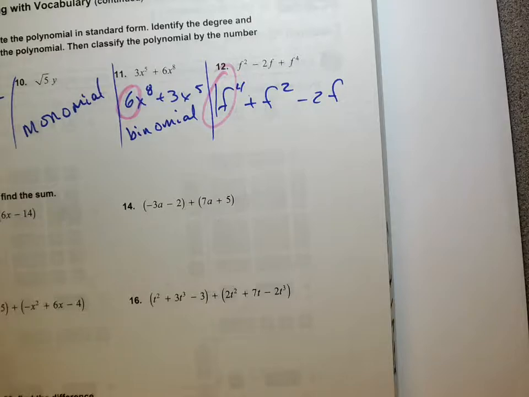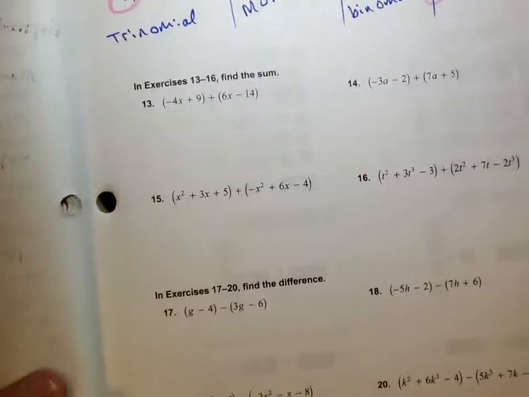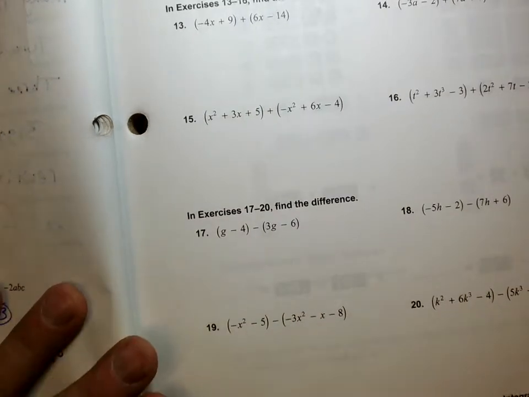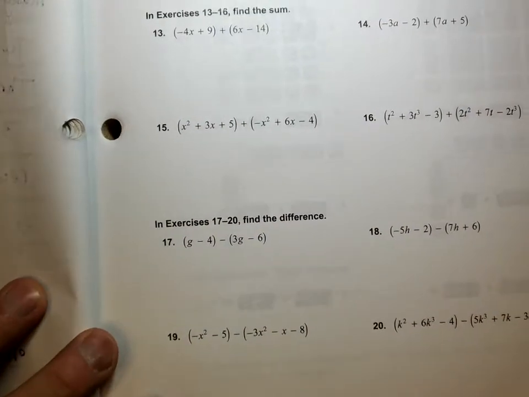All right. 13. Ben, put your computer down. Bijou, put your computer down. Okay. 13, let's add them. What am I going to get for an answer?